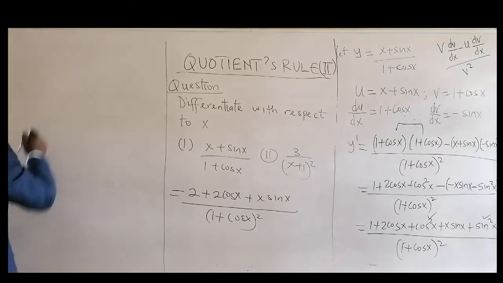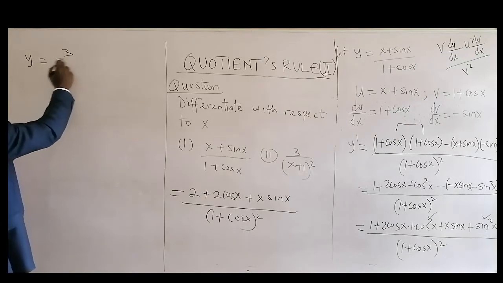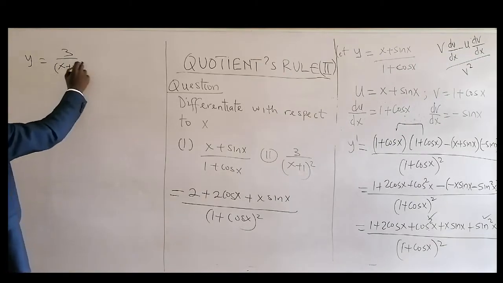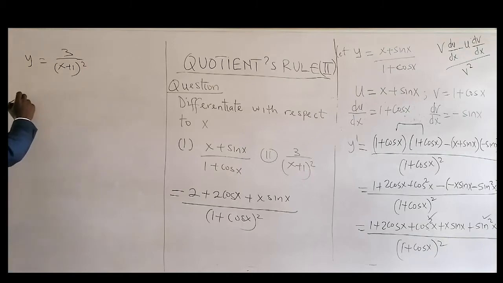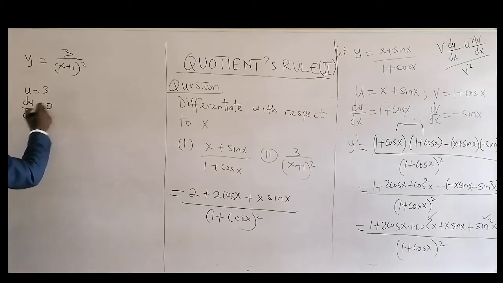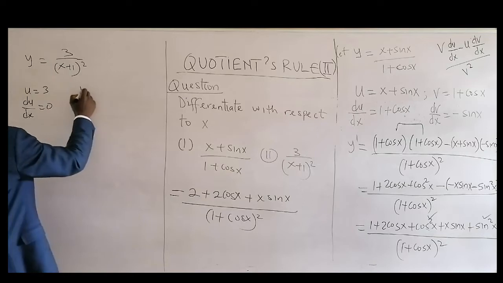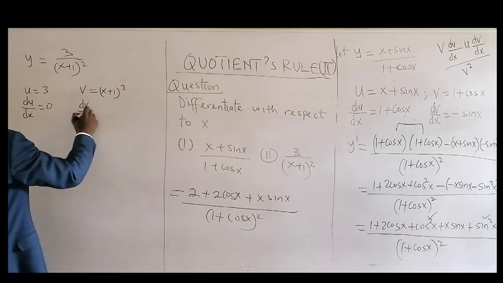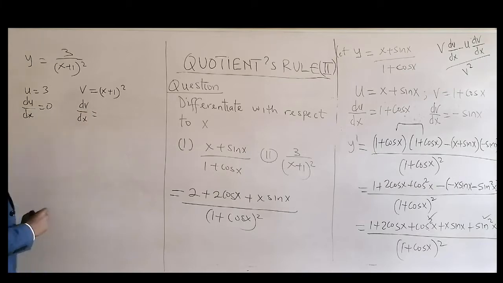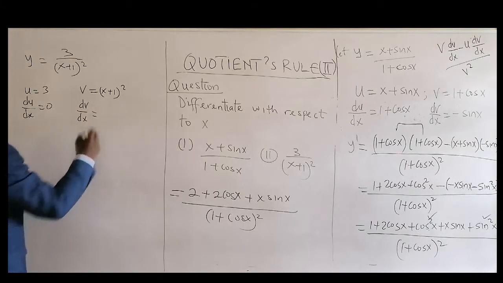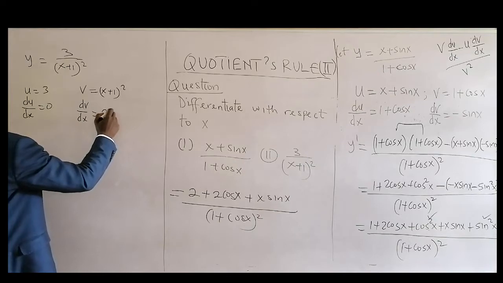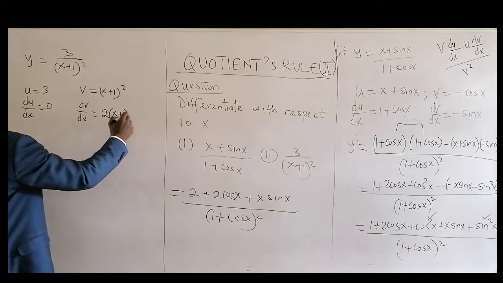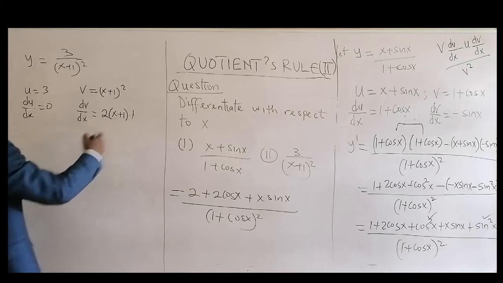Question 2. y equal to 3 over x plus 1 squared. Okay. So my u is 3. So my du dx will be 0. Okay. And then my v is x plus 1 squared. Then the dv dx will be equal to, pardon me for now, I'm going to use functions of function. That'll be 2 into bracket x plus 1 times 1. So that's functions of function.